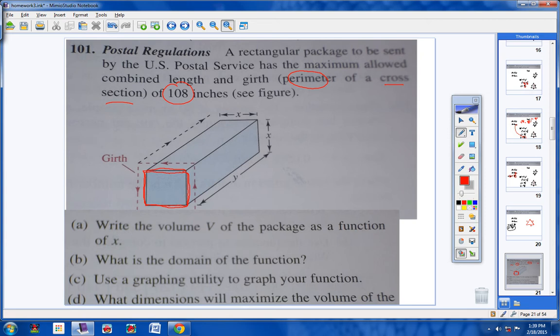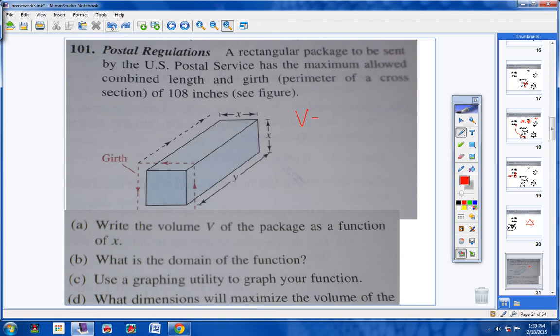Alright, so moving on. Now that I've explained that, let's look at what they want us to do. Write the volume v of the package as a function of x. So we want our final answer to have a v, then an equal sign, then an x over here, okay? That's our goal.